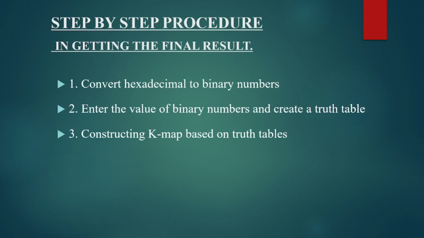Step-by-step procedure. In getting the final result, the first step, we need to convert the hexadecimal to binary numbers. The second step, enter the values of the binary numbers and create a truth table. And the last step was constructing the K-map based on the truth table.